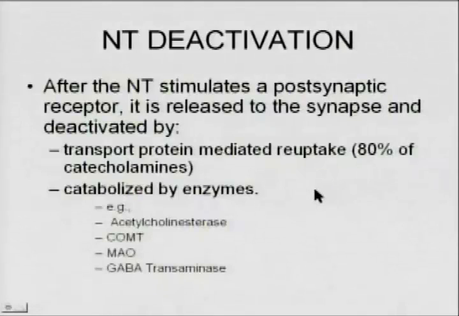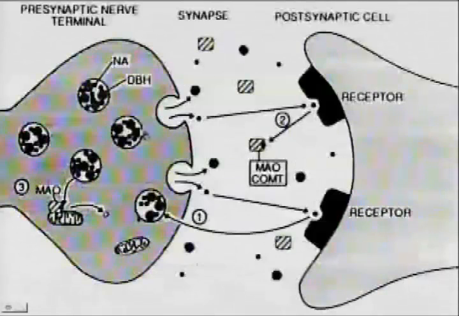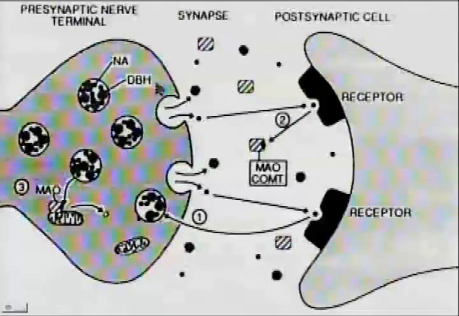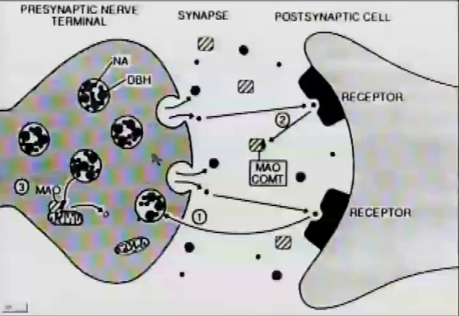We'll make a few points as we proceed. So this figure from the text is showing the degradation of noradrenaline from a noradrenergic neuron. So we know that the vesicles, synaptic vesicles, contain both dopamine beta hydroxylase and noradrenaline. Both of these are released with exocytosis into the synapse.